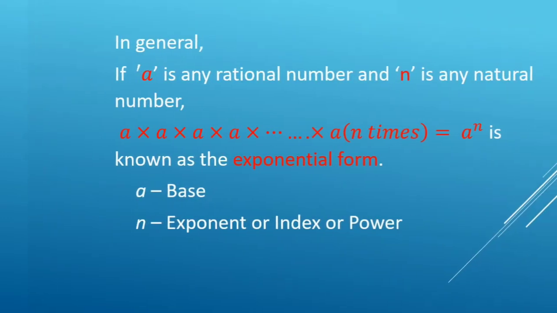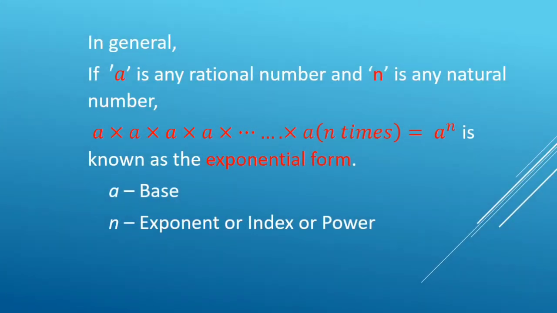Hence, we can define the exponents as follows. If a is any rational number and n is any natural number, a multiplied n times by itself, that is a to the power n, is known as the exponential form, where a is the base and n is the exponent or index or power.